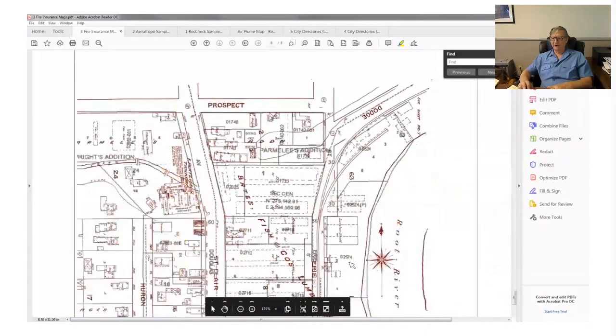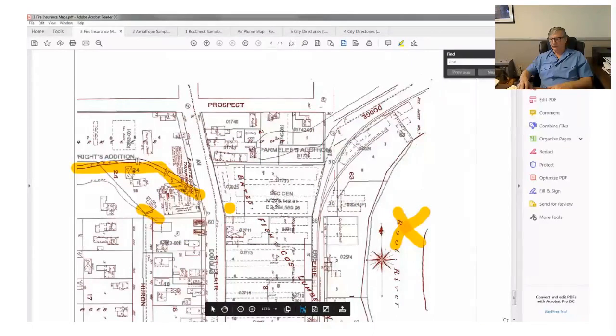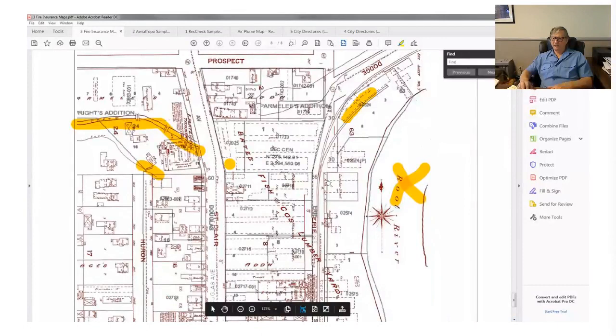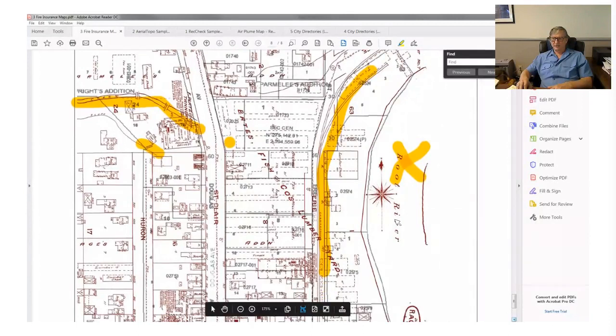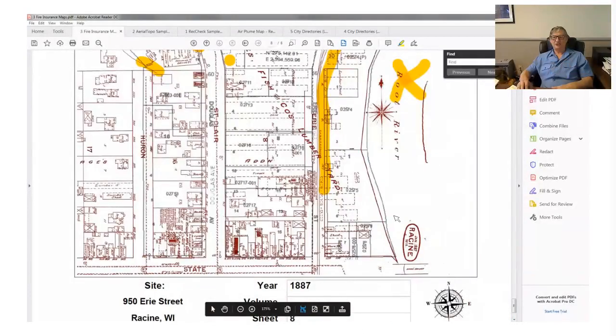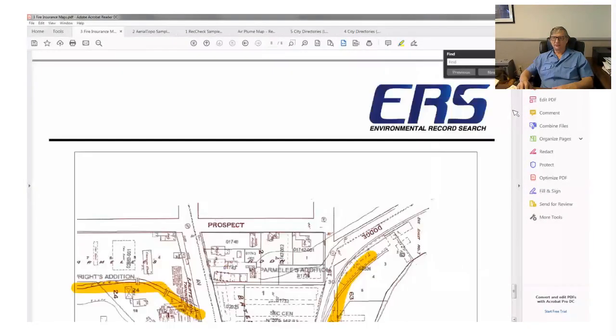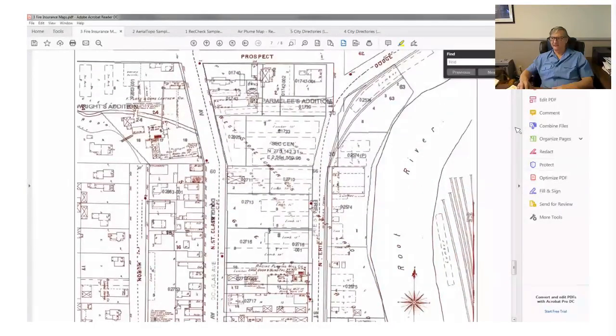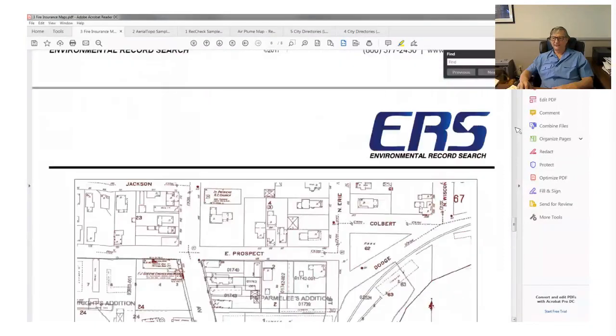Let's zoom out now a little bit. Lumber, railroad. We just have more and more verification of the potential for vapor intrusion on our subject property. Now, one of the things I like to do while we're reviewing, and I want to get to one particular fire insurance map, and I think it's a newer one.